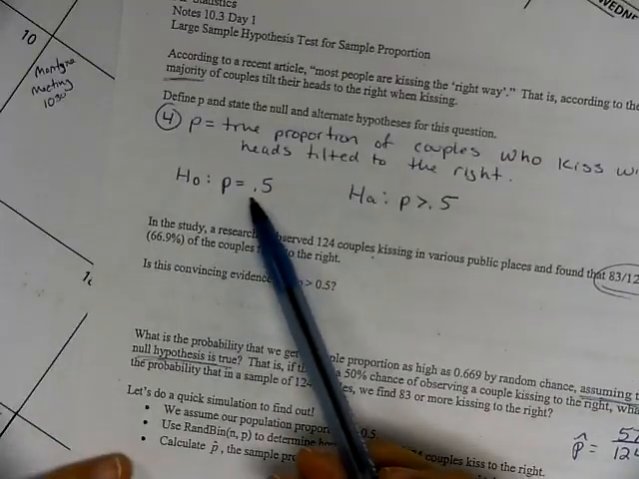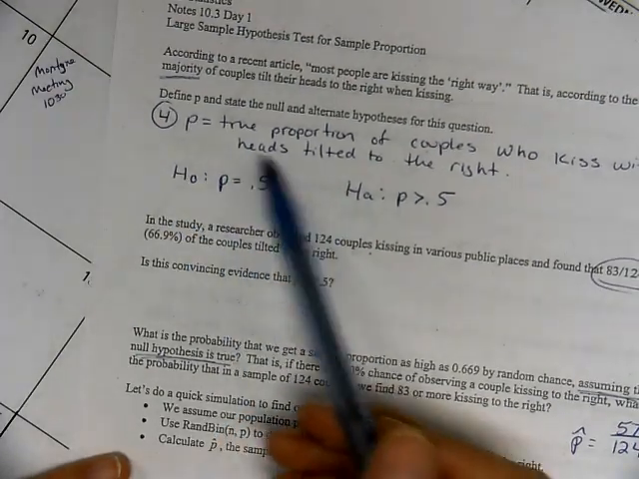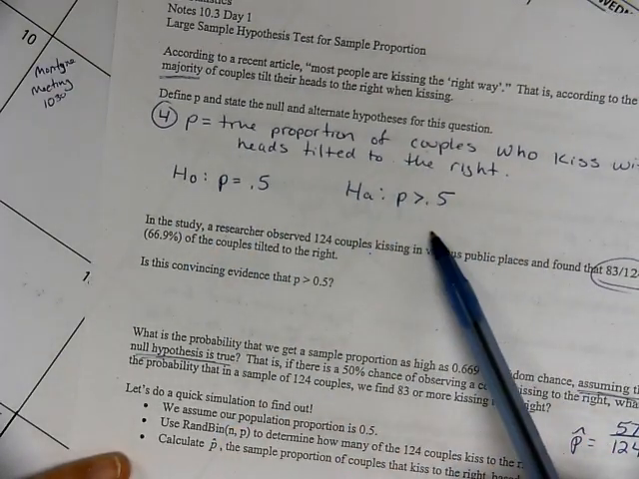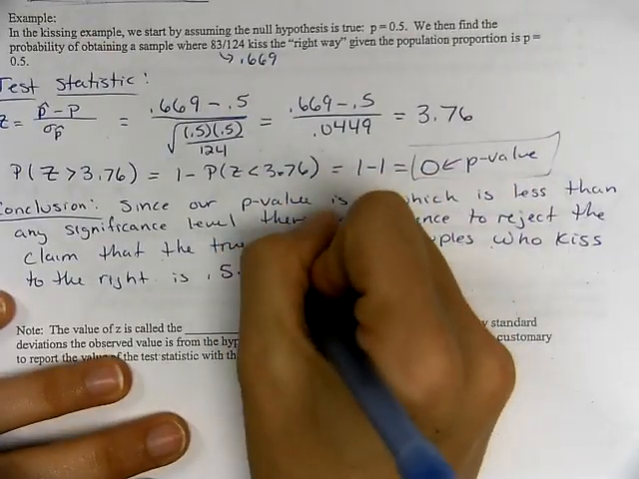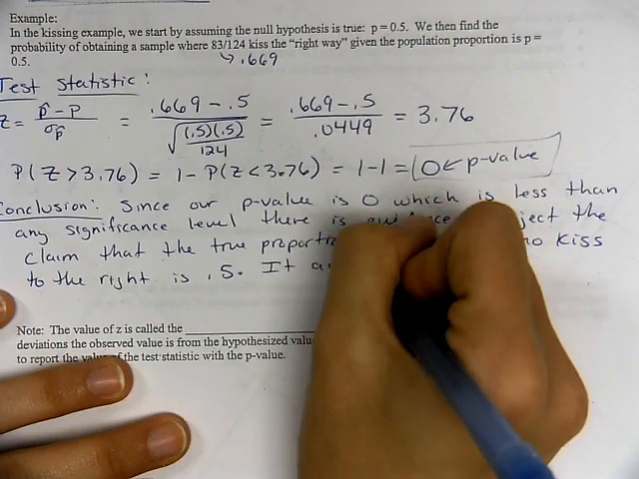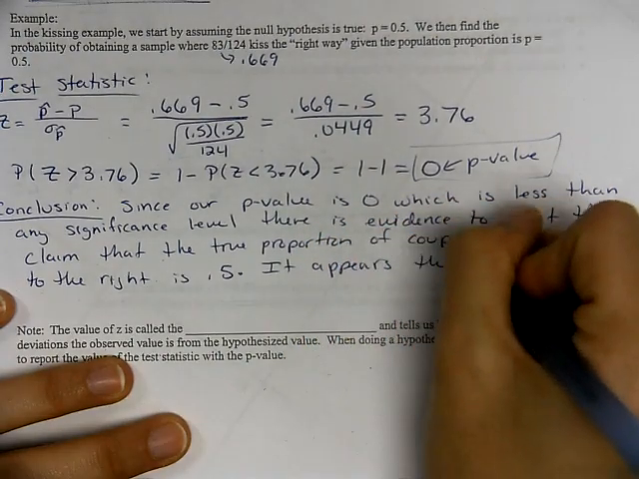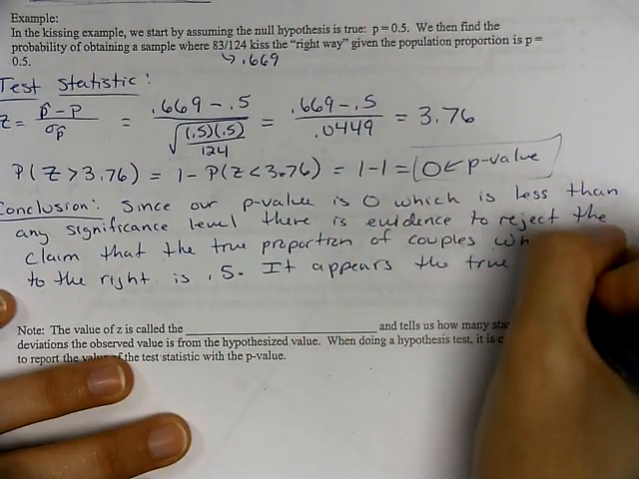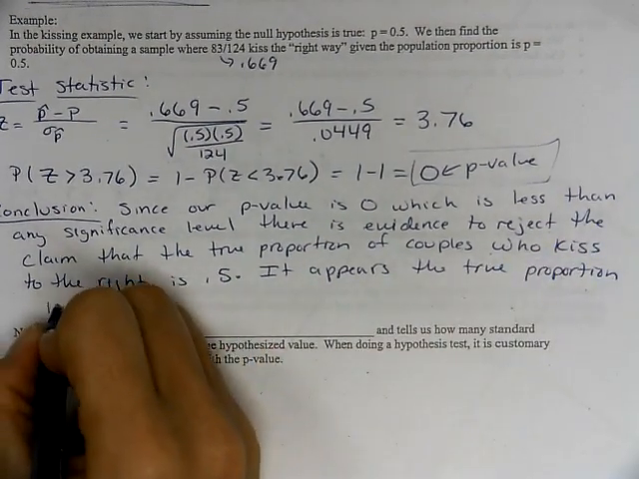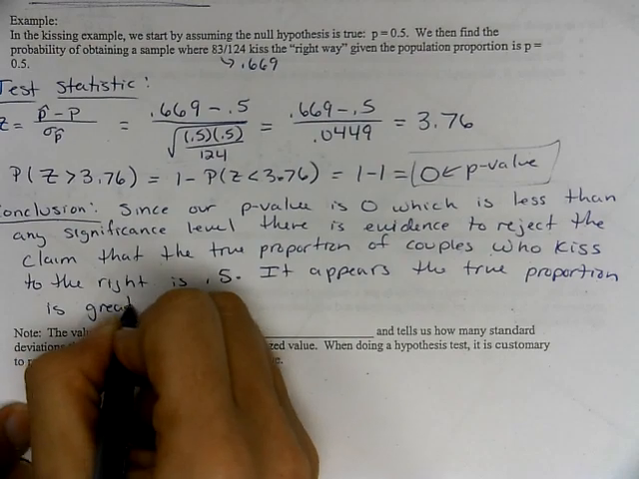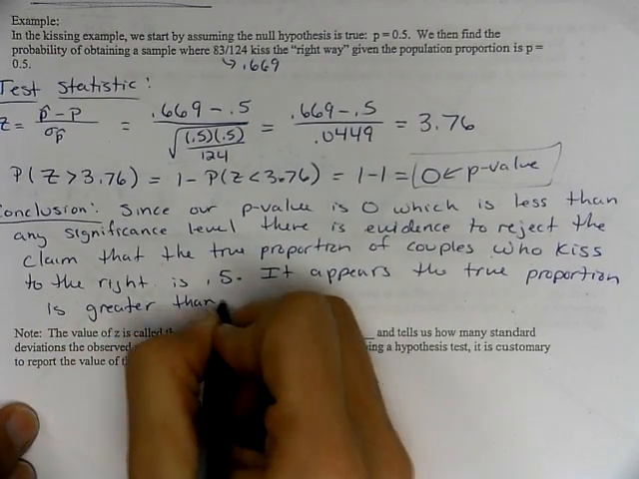Now, since we're rejecting this, remember since we reject this, you're assuming this is true. So now we got to say that. And then it appears the true proportion is greater than 0.5.